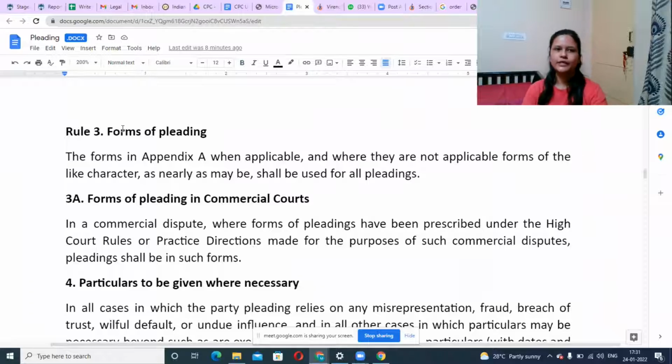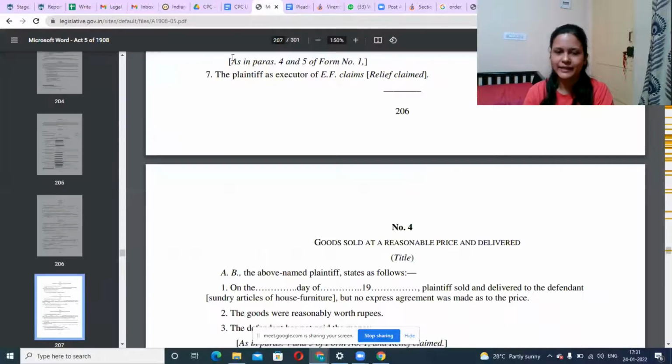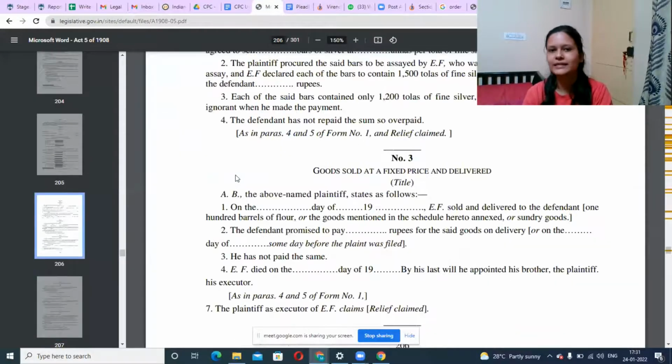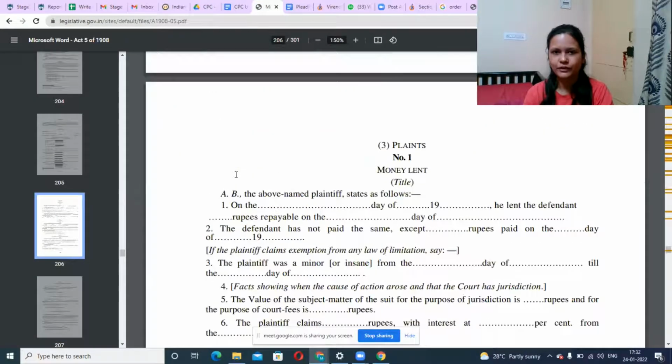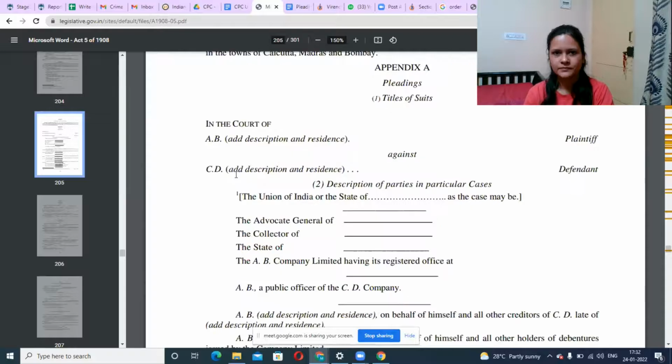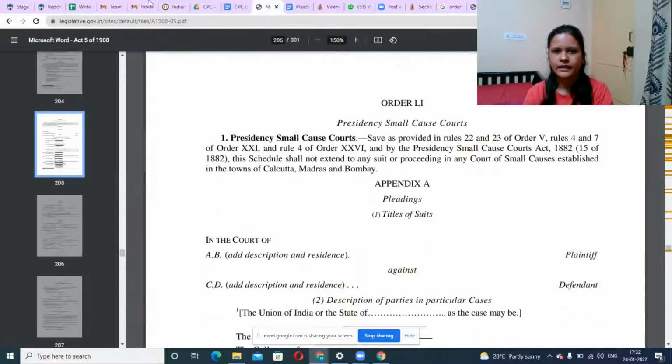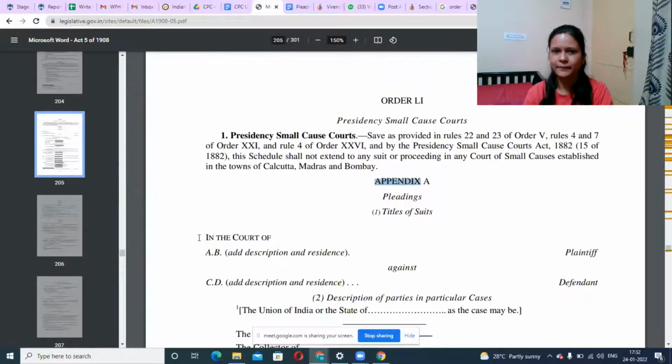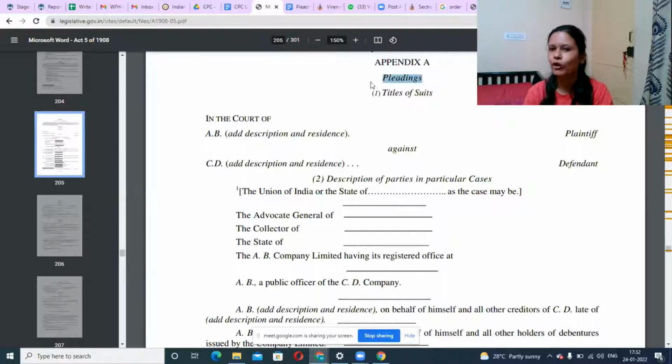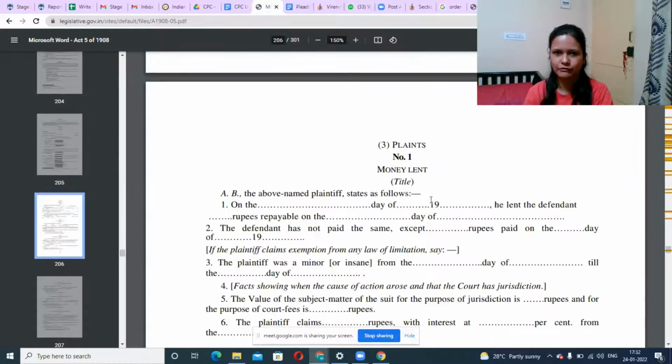Okay, so next one is Rule 3 that talks about forms of pleading. In CPC, certain forms are mentioned, and when we file a case, when there is a pleading being filed, it has to be in that same format only. If we look at this Appendix A, it talks about pleading, forms of pleading. For title of suits, we need to file in this certain format.